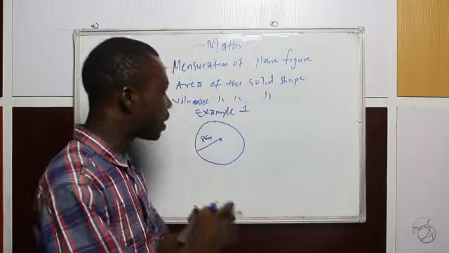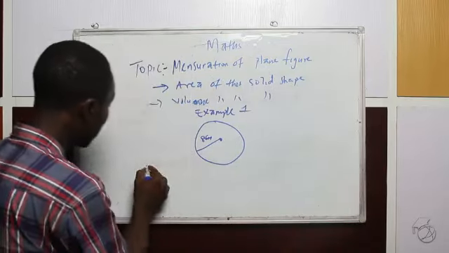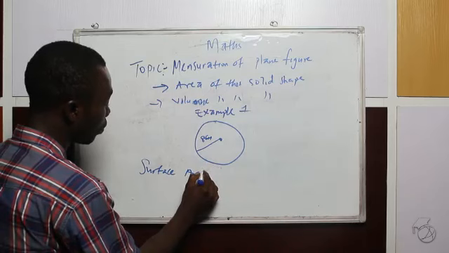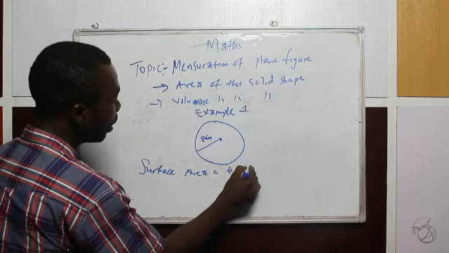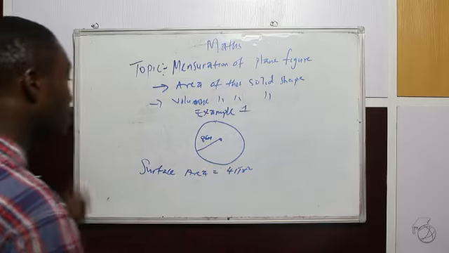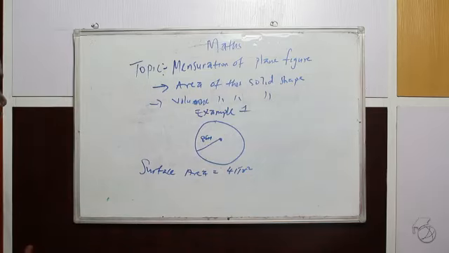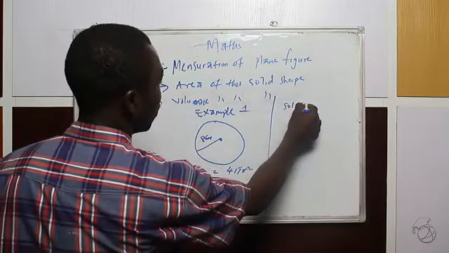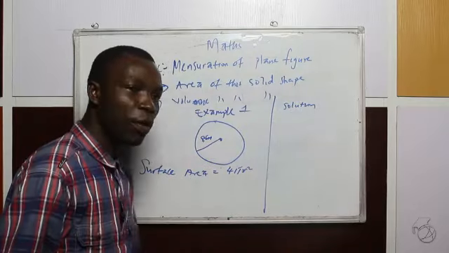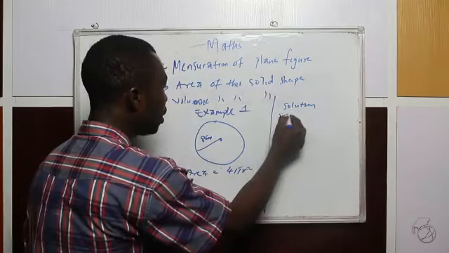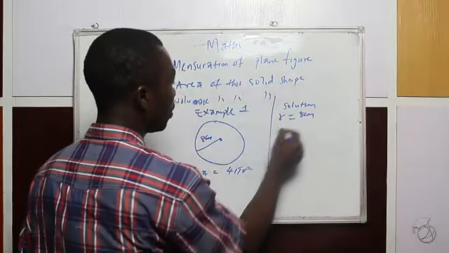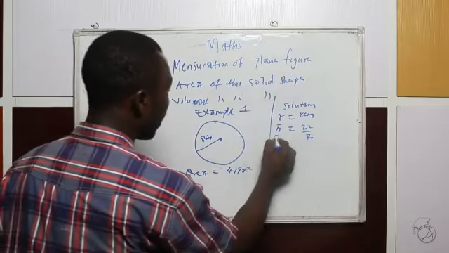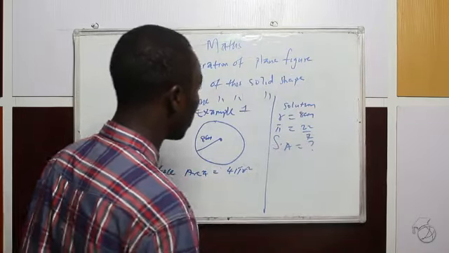The surface area of a sphere is calculated to be surface area equals 4 pi r squared. This is the surface area of a sphere. Solution. If the surface area is 4 pi r squared and the radius has been given, our radius is equal to 8 centimeters. Our pi is equal to 22/7. Then our SA, which is the surface area, is the question mark.